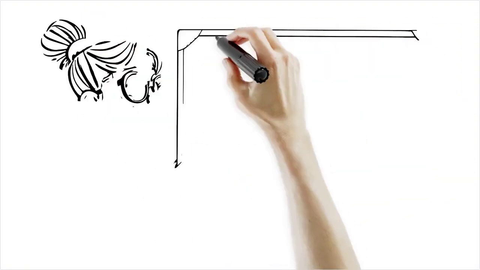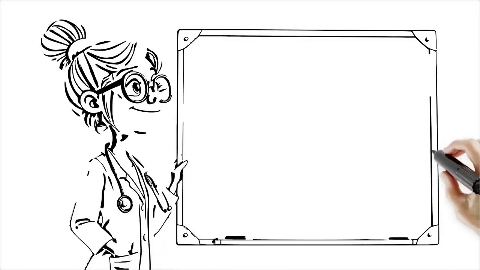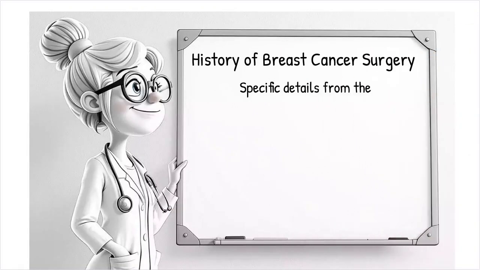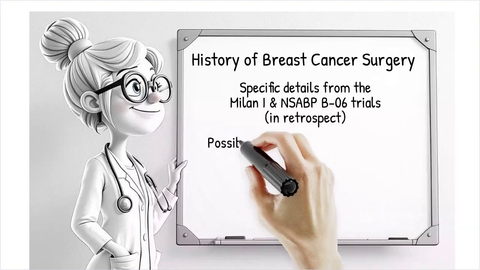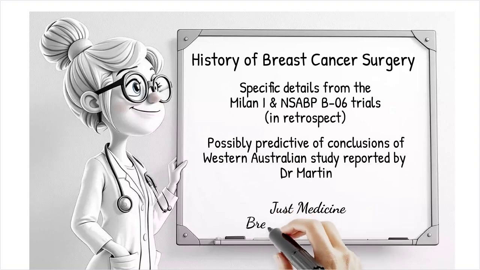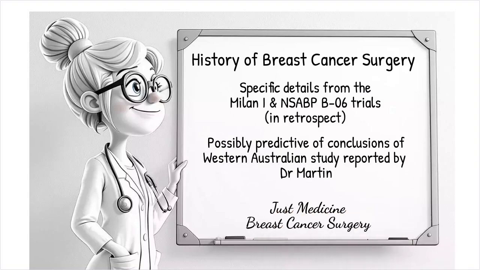Once there is data to define survival difference between 2 modes of treatment, we can retrospectively examine the data that was historically reported and how it provided clues to what was to come. Looking back, there were already suggestions from the Milan 1 and B06 trials that the conclusions from Dr. Martin's study could have been predicted.